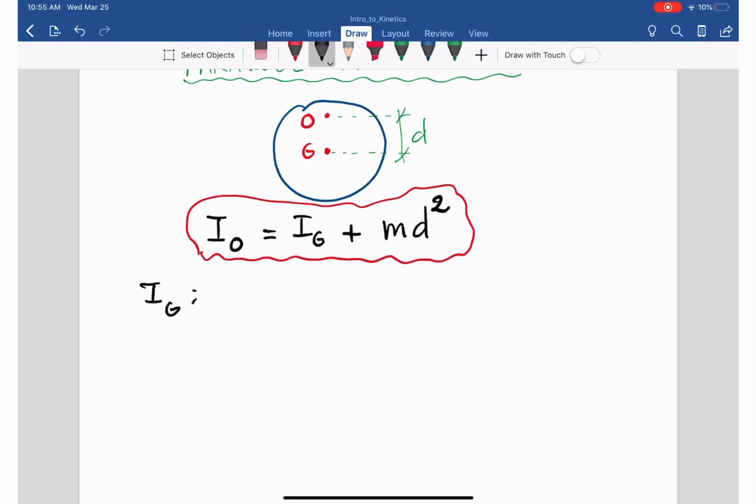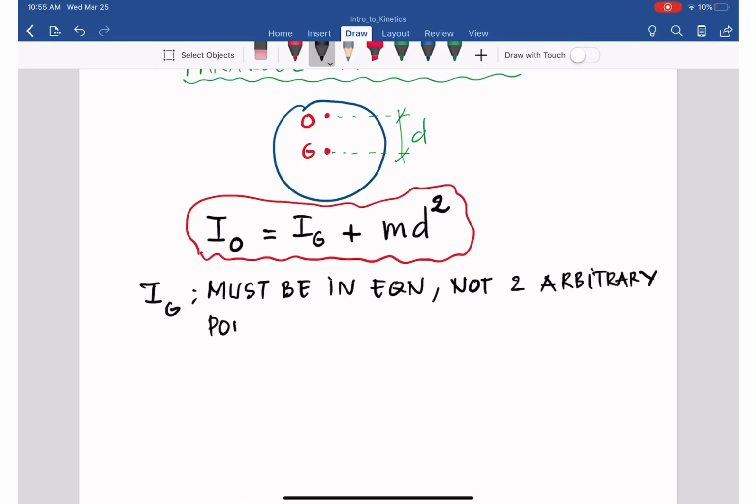IG has to be there. So let's put down here: IG must be in the equation, not two arbitrary points. It can be one random point, and the other point has to be the center of mass. That is the first note, very important. IG must be in there, not two arbitrary points.